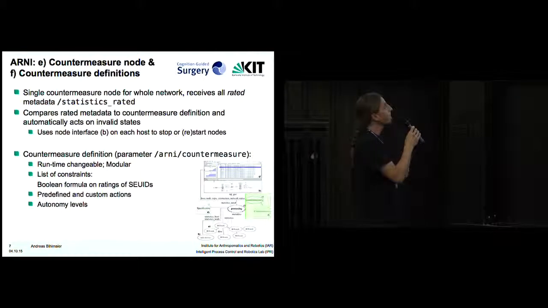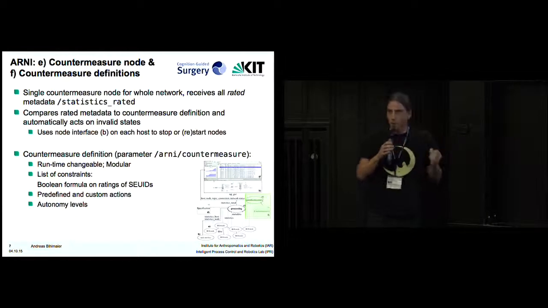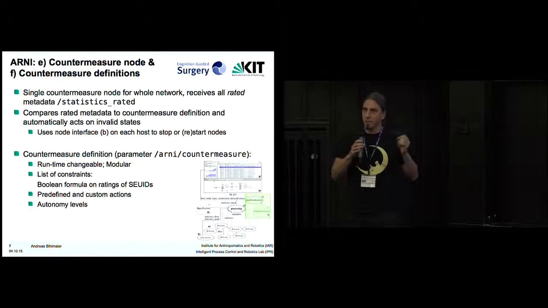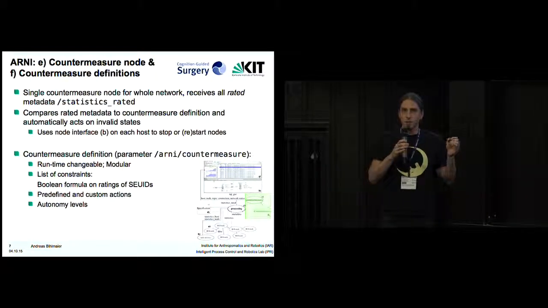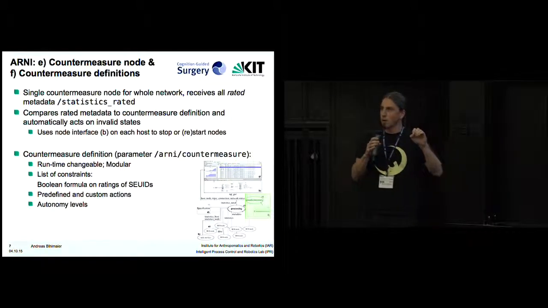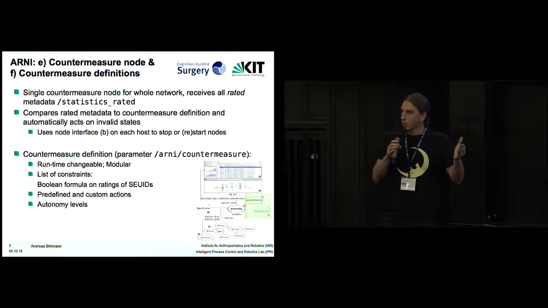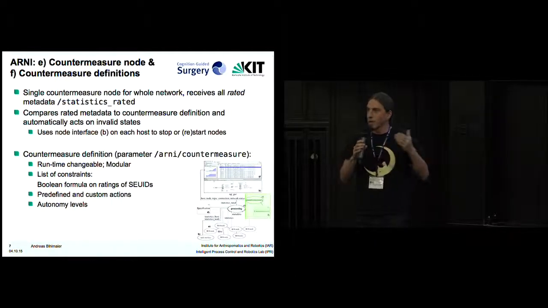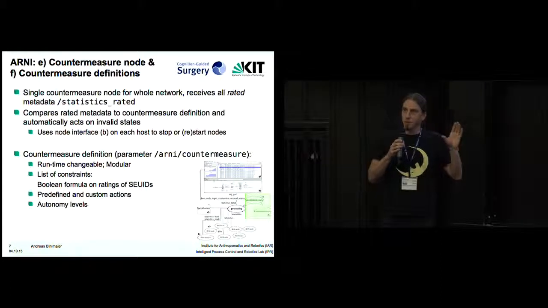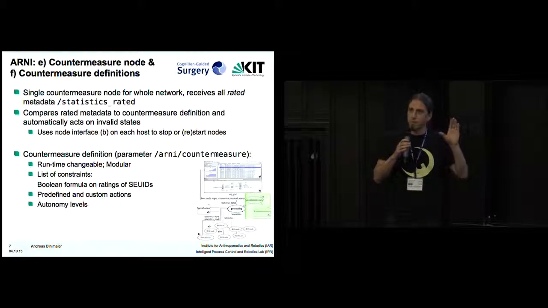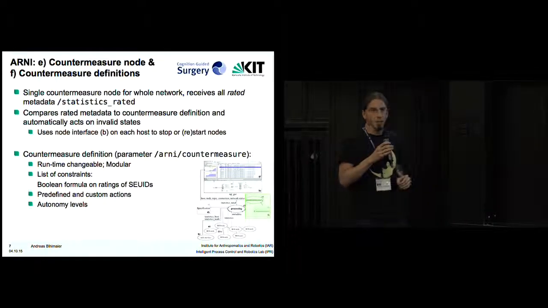And on top of that, we have the countermeasure nodes where you can use the rated data, which tells you, for example, that on this topic, the frequency of messages has fallen below the threshold you specified. And then you might want to restart the node or emergency stop the robot. You can do that also with an orthogonally specifiable configuration that gets uploaded to the parameter server.